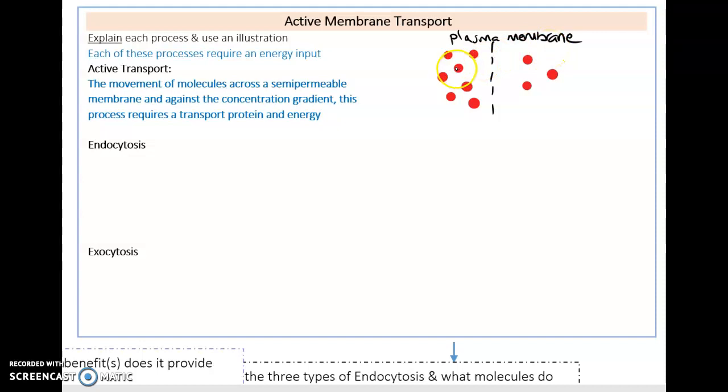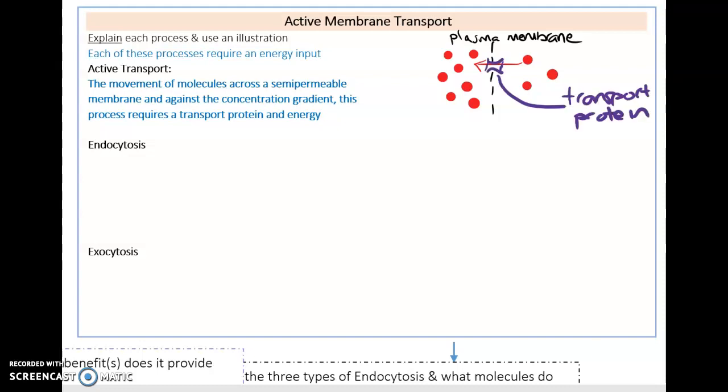Normally you'd expect the molecules to go from there to there, but that's not going to happen. They're actually going to move where there's already more of them. So we want to try and get that molecule to move that way. It's very, very unlikely to happen spontaneously. So it's going to need a couple of things to help. It's going to need a transport protein and some energy.